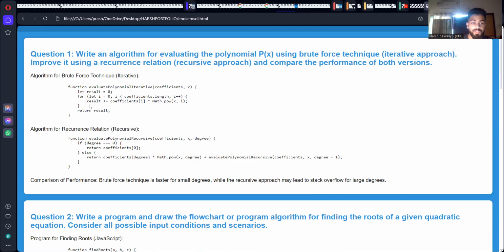The code in the body of the for loop is: result plus equals coefficients[i] times Math.pow(x, i).